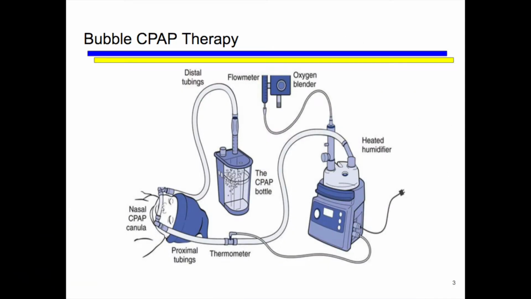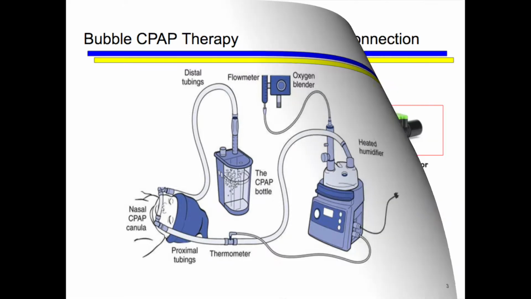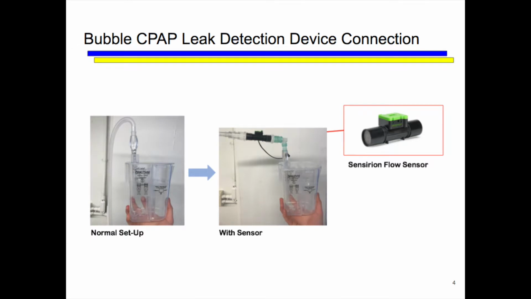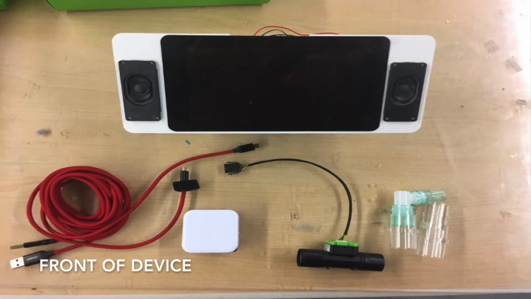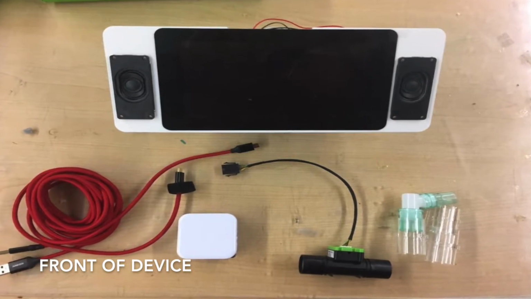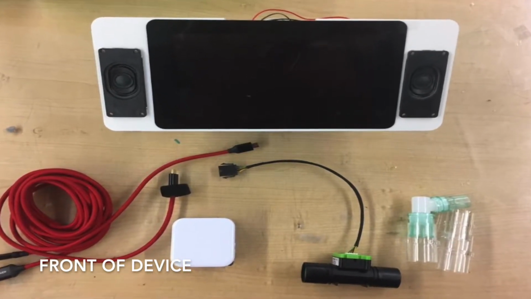The main things to note is the distal tubing going from the neonate's face and submerging within the bubble CPAP bottle. Here's an image that shows where the flow sensor is connected within the bubble CPAP circuit. The main components of this device are a flow sensor, a mounted touchscreen display, and the power cables.